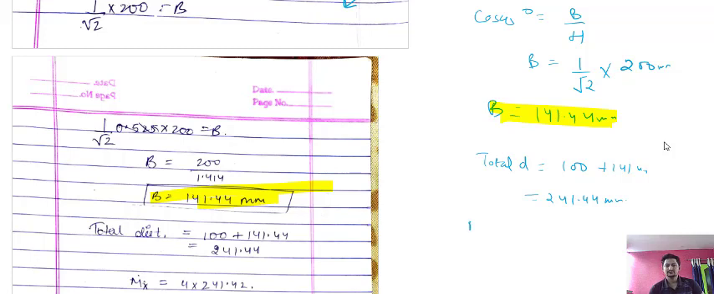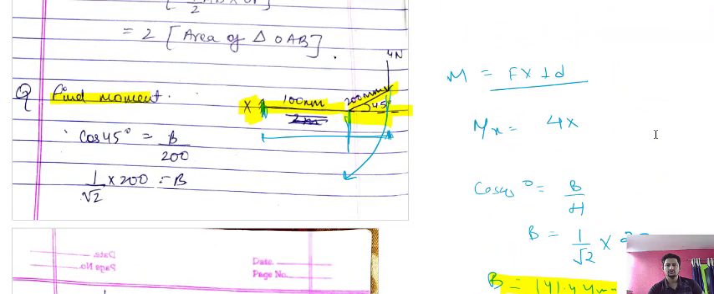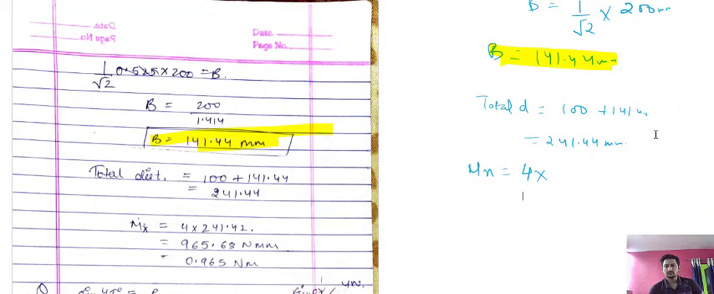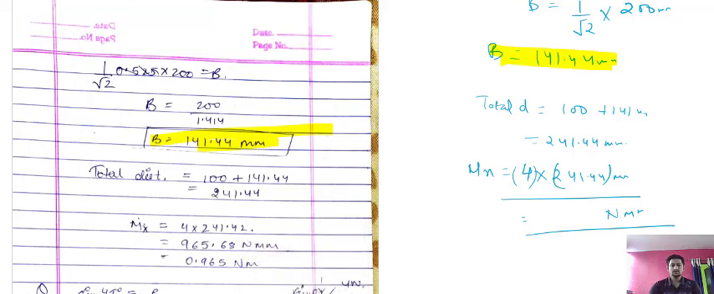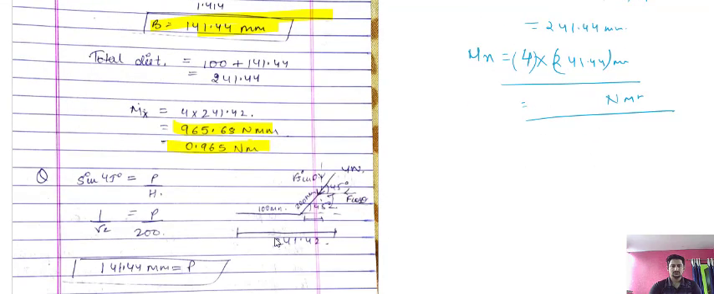The moment at x will be force into perpendicular distance. A 4 kilonewton force has been given, so 4 into the total distance, that is 241.44 mm. This is in mm and this is in newton, so the moment value will be this into this, in newton mm. You can calculate in newton mm or newton meter. You will get the value as 965.68 newton mm, or 0.965 newton meter. So this is the first numerical.